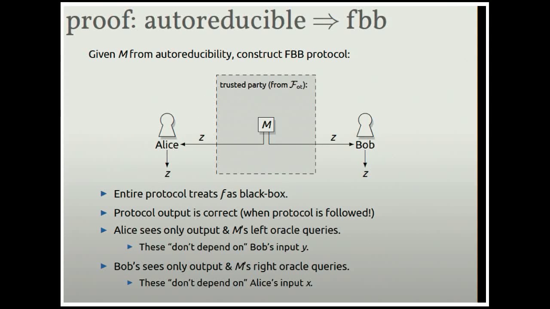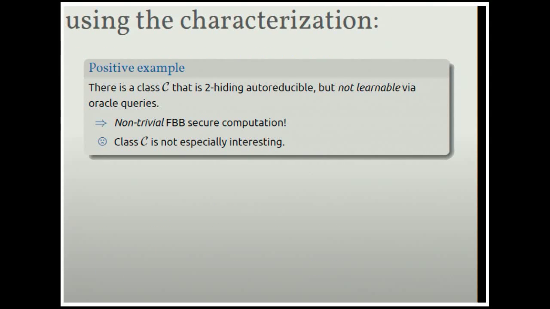Let's look at Alice's view in this interaction. Alice sees the final output. She sees the left Oracle queries. Well, the left Oracle queries don't depend on Bob's input, so they can be simulated. So we can have a simulator for a corrupt Alice and for a corrupt Bob symmetrically. I have not very much time. So that's basically our characterization.